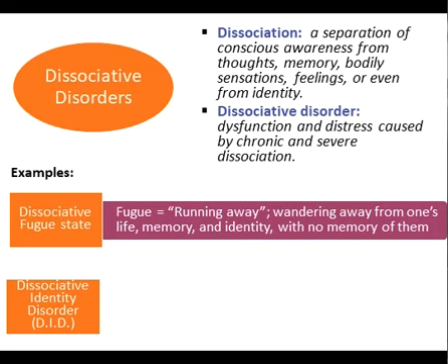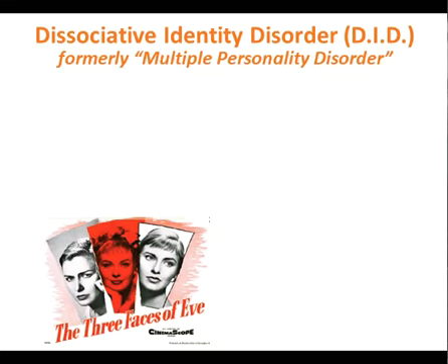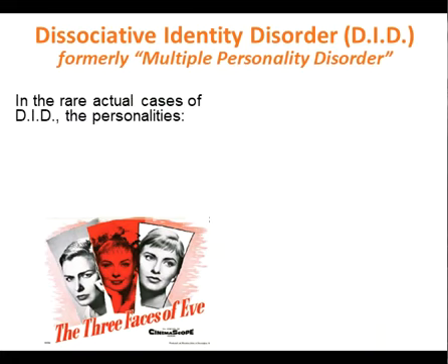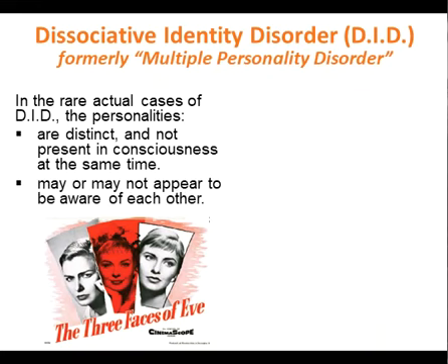And then we have the dissociative identity disorder, the development of separate personalities. This is what they used to call multiple personalities. It is somewhat of a controversial type of diagnosis, as we'll see as we discuss this. So let's look at dissociative identity disorder, formerly known as multiple personality disorder. In the rare actual cases of DID, the personalities are distinct and not present in consciousness at the same time, and may or may not appear to be aware of each other.